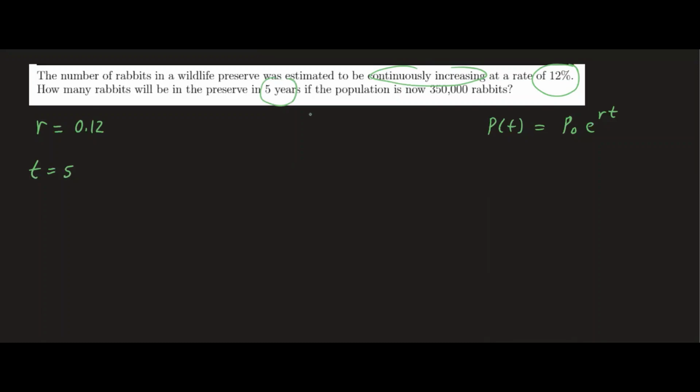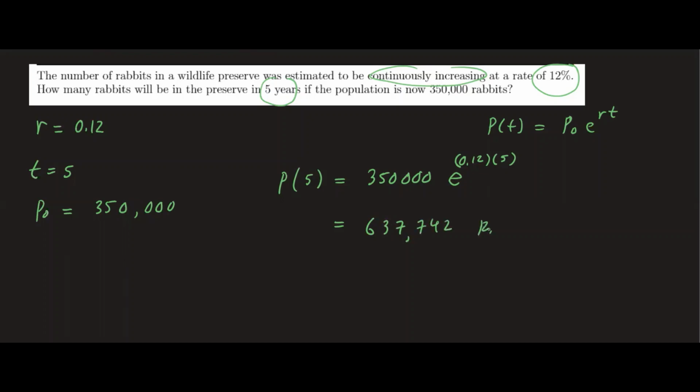So T is 5. If the population now is 350,000, so that's P initial, we want to know the amount when t is equal to 5. So P of 5 is equal to P initial, which is 350,000, times e to the R, which is 0.12, times t, which is 5. If you put this in a calculator, you'll see that this will give you about 637,742. So that's the number of rabbits in the preserve in 5 years, and that's our answer to this problem.